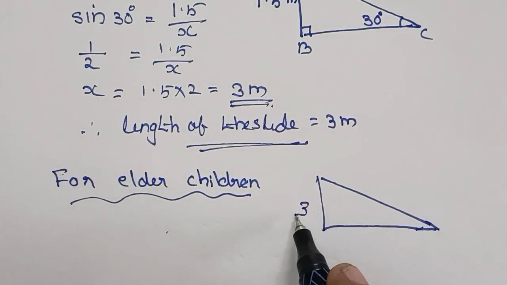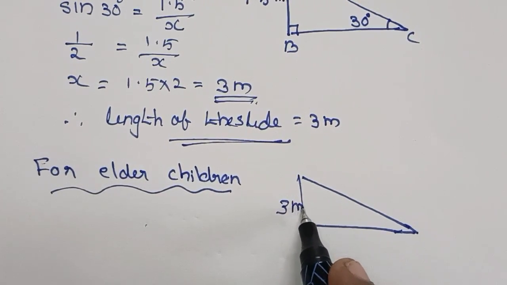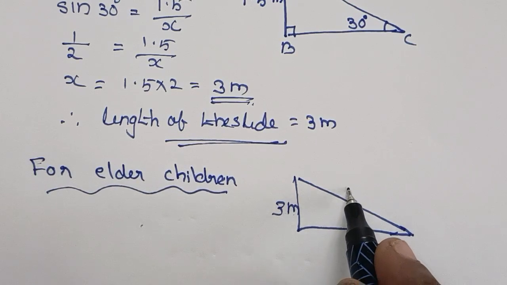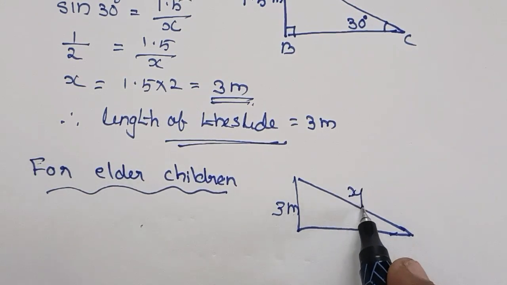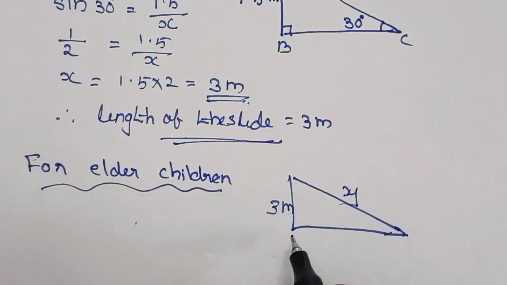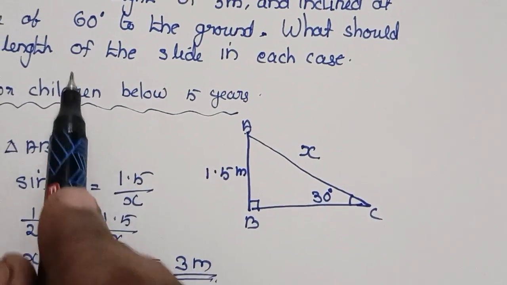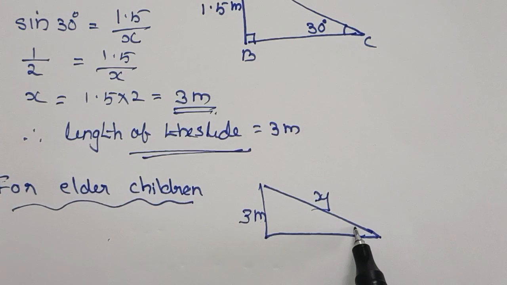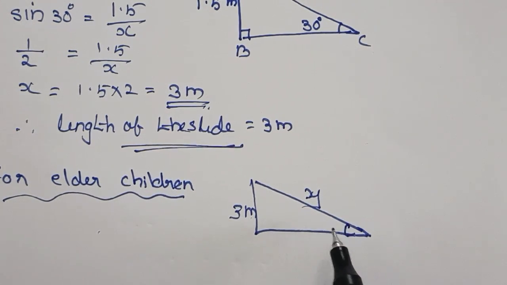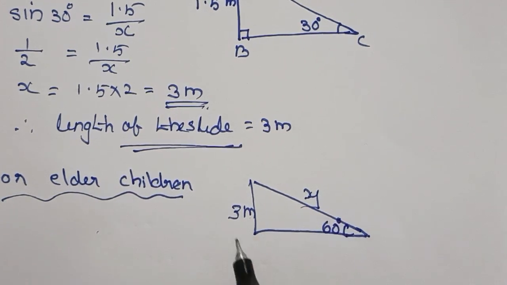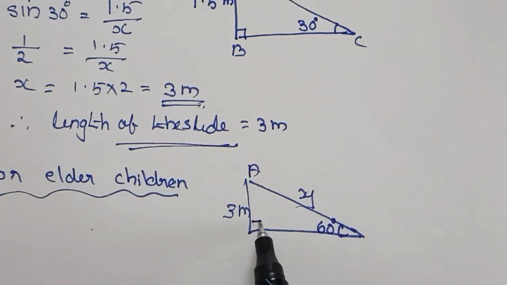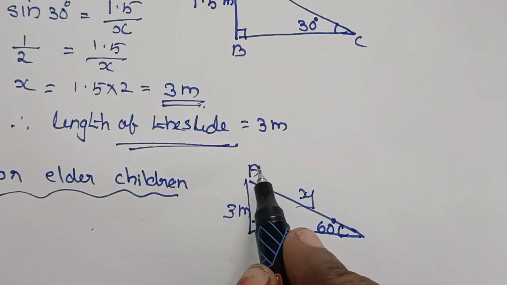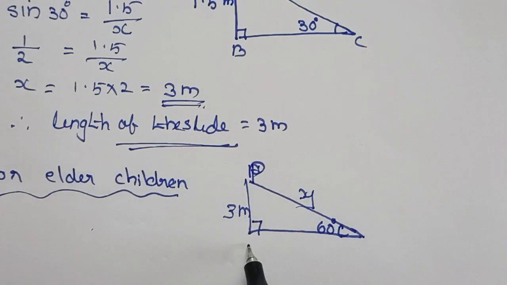Here height equal to 3 meter, and the length of the slide we have to find, take it as y, and the angle of inclination is given as 60 degree. So the slide is inclined at an angle of 60 degree with the ground. Take the triangle, instead of ABC, we can take PQR.